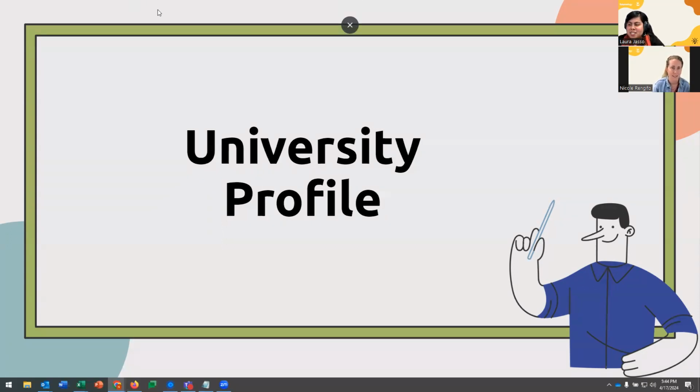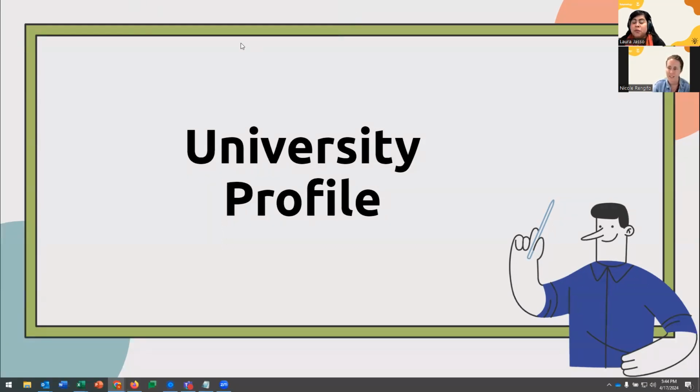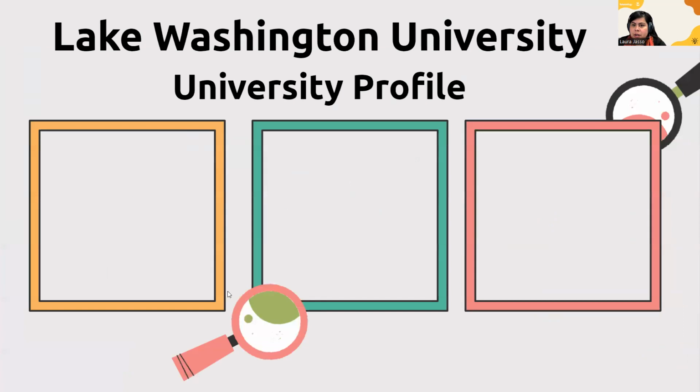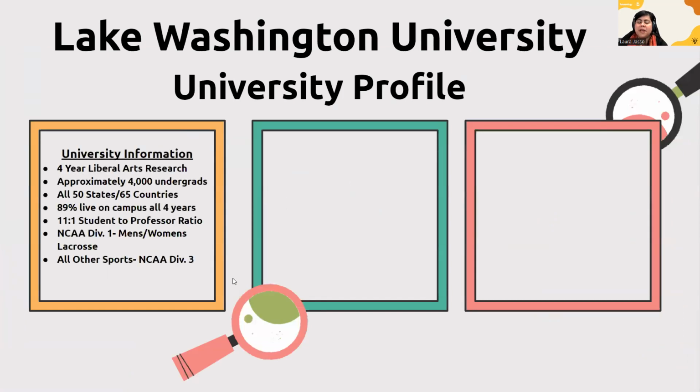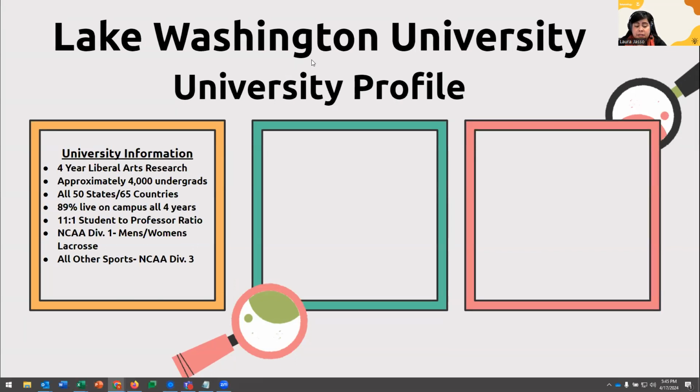Okay. So in order for us to be admissions reviewers for Lake Washington, we need to get to know them. So let's get right into it. We're going to look at our basic university information. We know that we're a small school. We only have 4,000 undergraduates. 89% of our students live on campus for all 4 years.